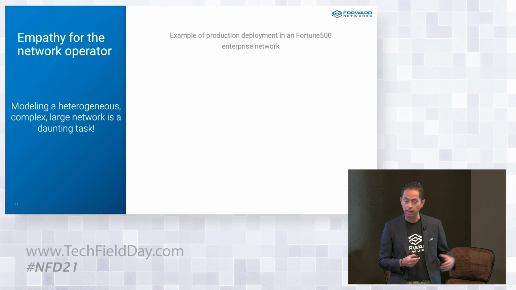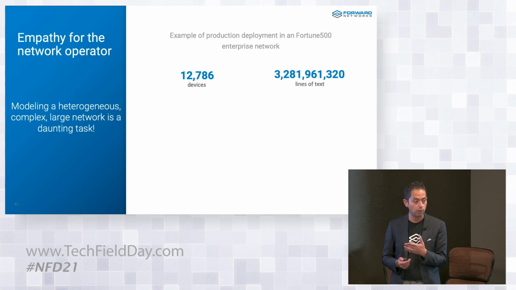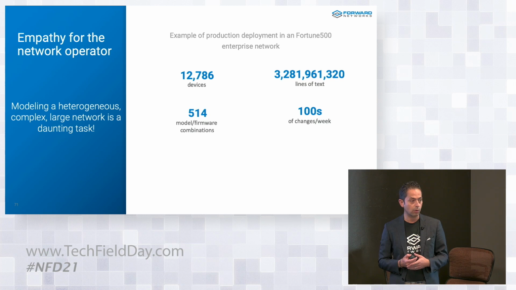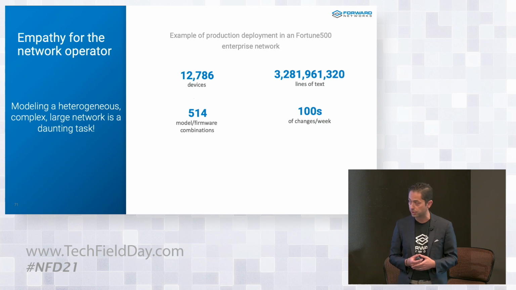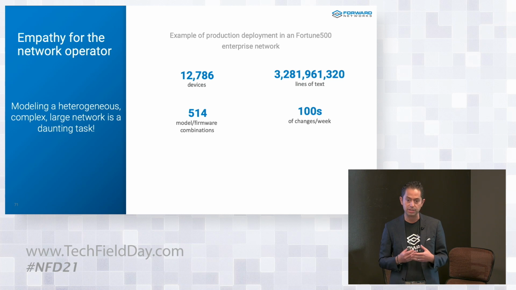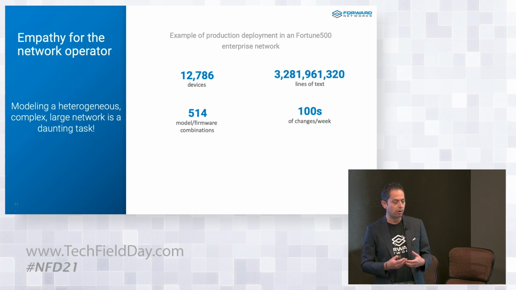We saw in Brandon's presentation at the beginning an example of complexity. This is really what we saw in a network that we modeled early this year, right? This level of complexity and that heterogeneity is daunting when you need to operate the network. So we feel the urgency to provide value to this team and to make them more efficient.